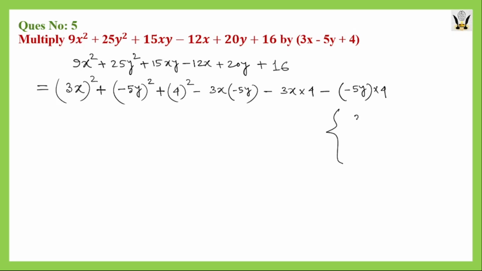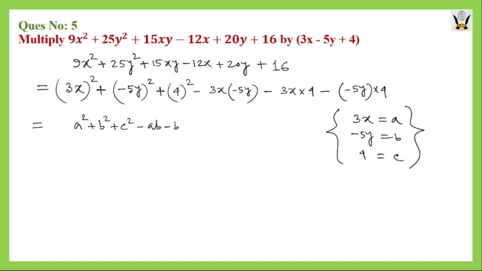Now if we assume that 3x is equal to a, minus 5y is equal to b, and 4 is equal to c, then we can write it as a square plus b square plus c square minus ab minus bc minus ca, right? And now we need to multiply this expression by 3x minus 5y plus 4. So 3x is a, minus 5y is plus b, and 4 is plus c.